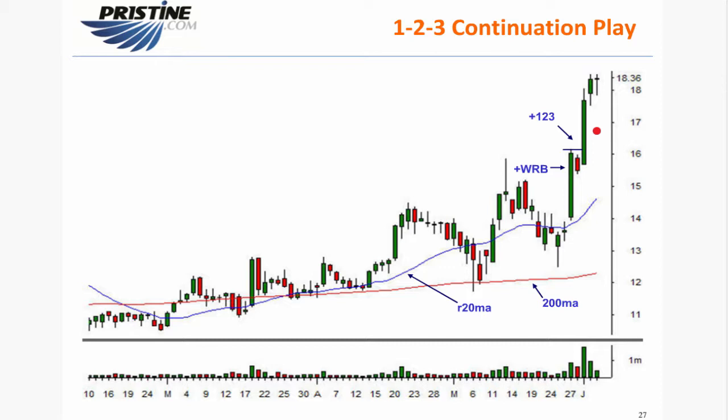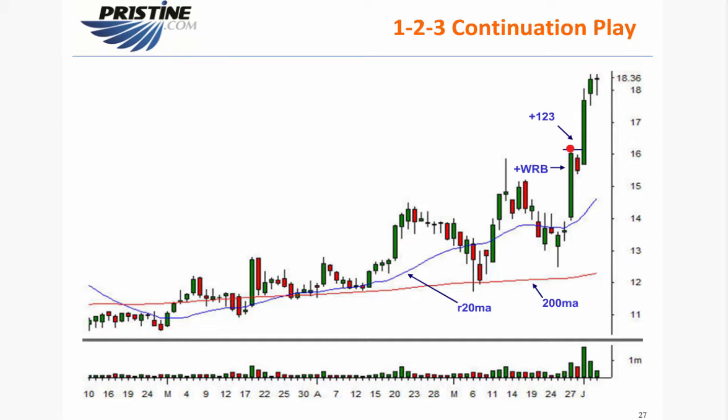Now this wasn't the only opportunity on the chart, but that is the context of our discussion right now as the 1, 2, 3 continuation play. Right? So again, wide range bar up, inside bar, play it over the highs, off it goes. This is a daily chart, but as I said, it doesn't matter what the time frame.